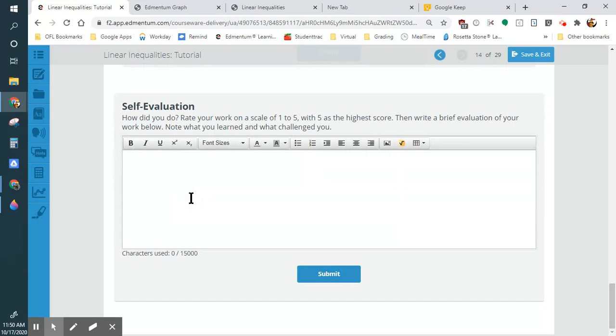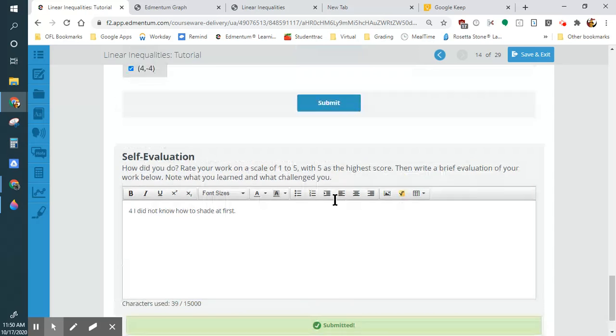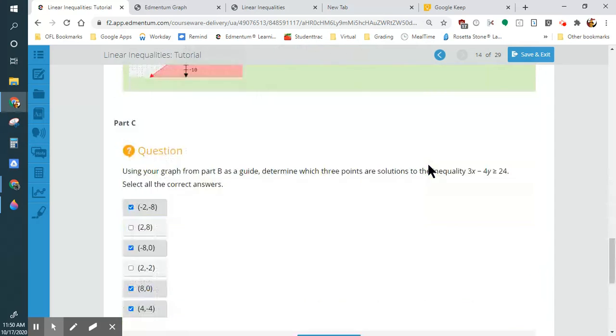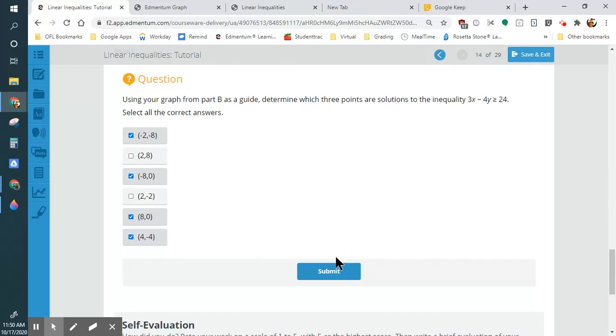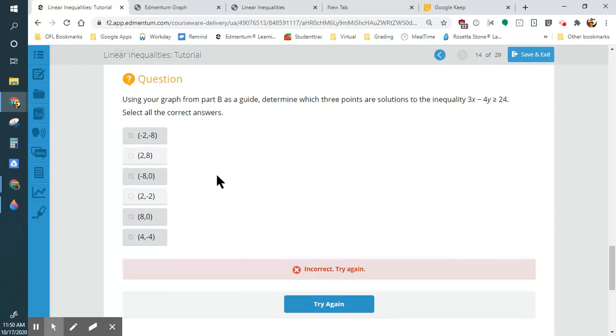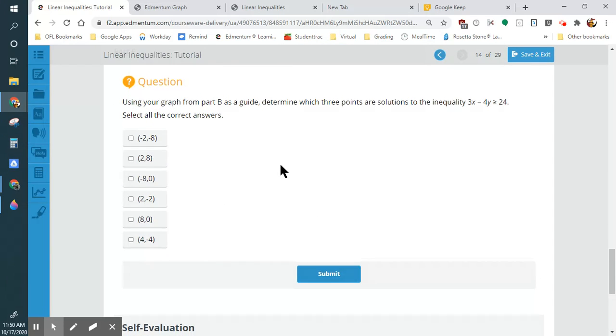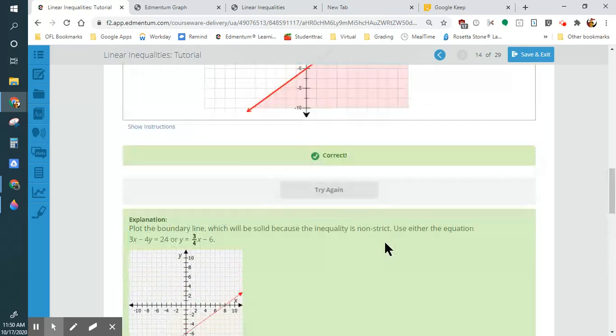And then just evaluate how you did. It's like, give myself a 4. I did not know how to shade at first. So just put any difficulties that you guys are having with it. All right. And forgot to submit these. What's incorrect? We did all of them.